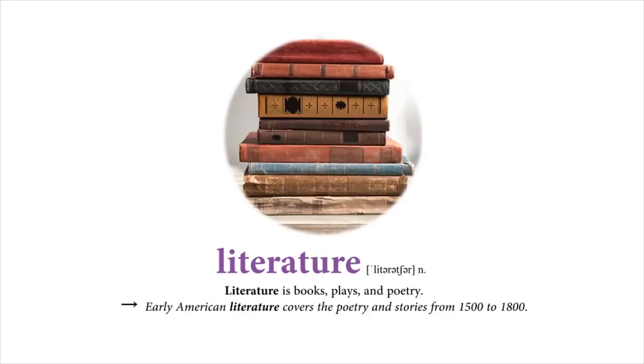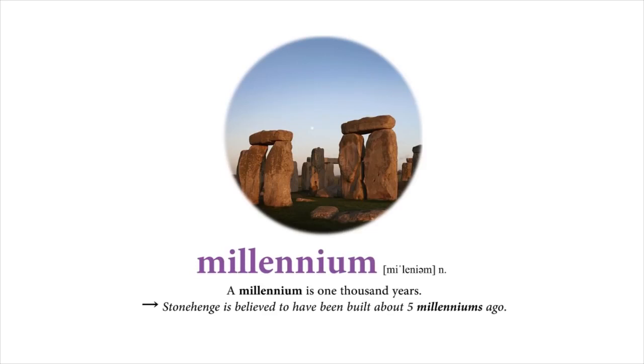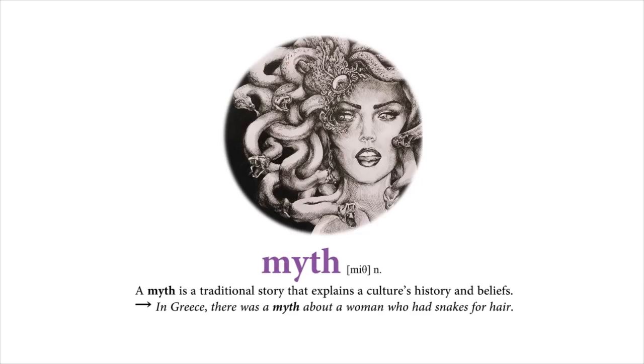Literature. Literature is books, plays, and poetry. Early American literature covers the poetry and stories from 1500 to 1800. Millennium. A millennium is 1,000 years. Stonehenge is believed to have been built about 5 millenniums ago. Myth. A myth is a traditional story that explains a culture's history and beliefs. In Greece, there was a myth about a woman who had snakes for hair.